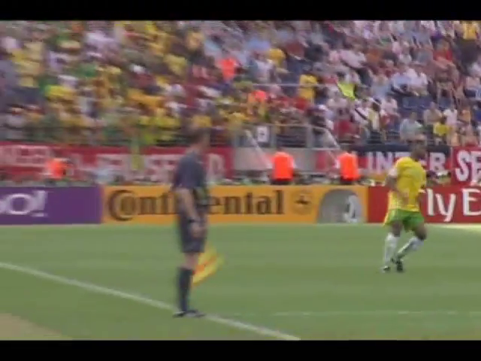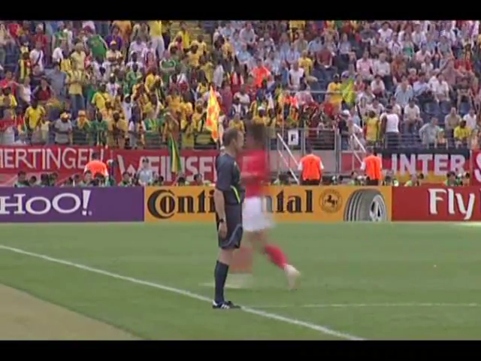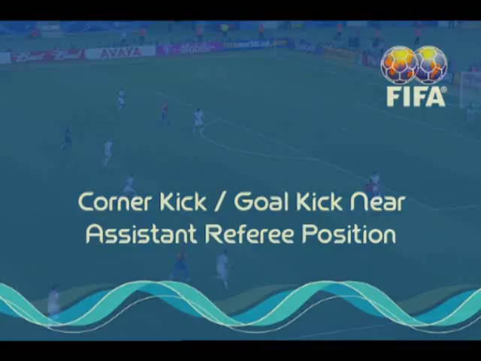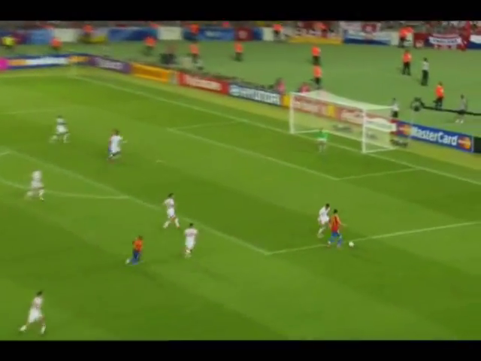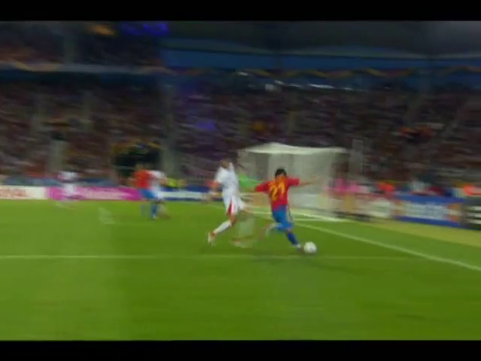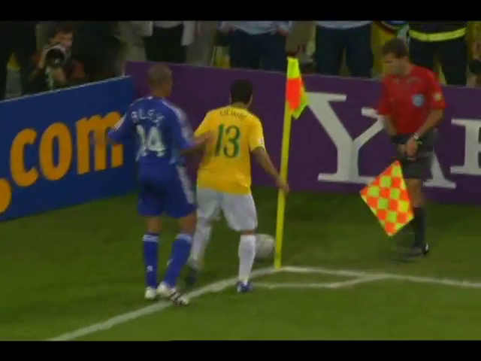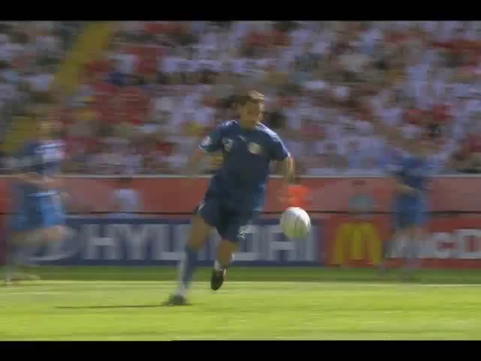Whenever the assistant referee signals that the ball is out of play, he must continue the signal until the referee acknowledges it. When the ball crosses the goal line near to the assistant referee's position, he shall make a direct signal with his right hand, better line of vision, to indicate whether it's a goal kick or a corner kick.